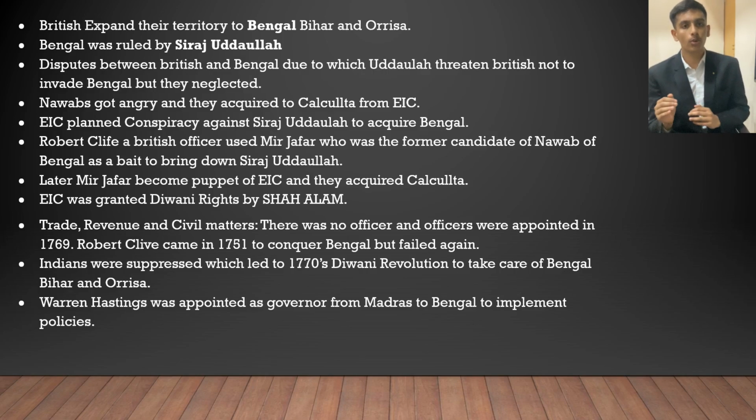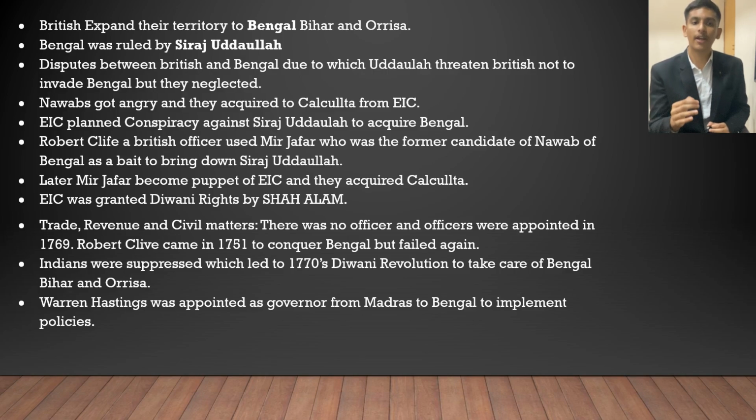So how did they do it? The British started expanding their territory, as we know, in Bengal, Bihar and Odisha. Earlier, they were in Bombay, Madras and Calcutta, but they were slowly trying to increase their territory. Bengal at that time was ruled by Siraj-ud-Daula. There was a continuous dispute between Siraj-ud-Daula and the East India Company because they wanted to capture Bengal. Due to this, Siraj-ud-Daula captured Calcutta from the East India Company.